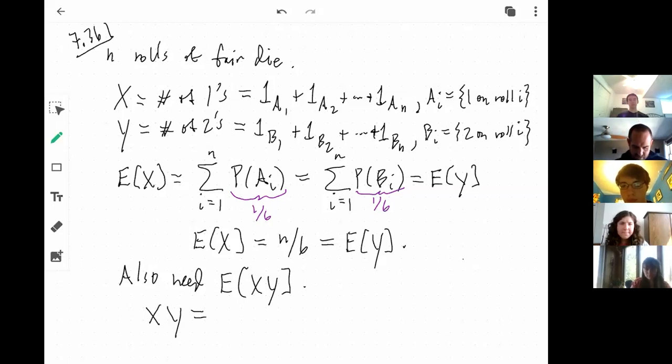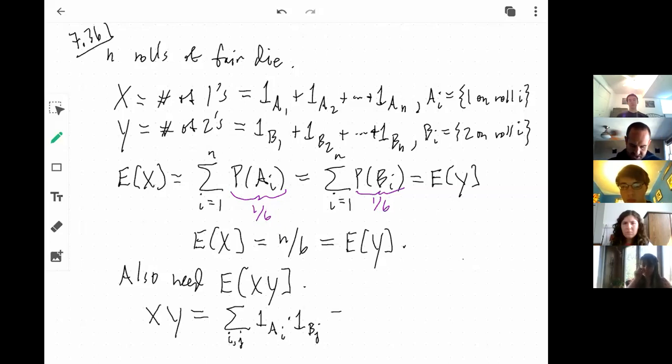Isn't it just like the sum over all possible i and j of the indicator of A_i times the indicator of B_j? Yes? Isn't that exactly what would happen if we happen to multiply out these two sums of indicators? But actually a lot of things kind of disappear.